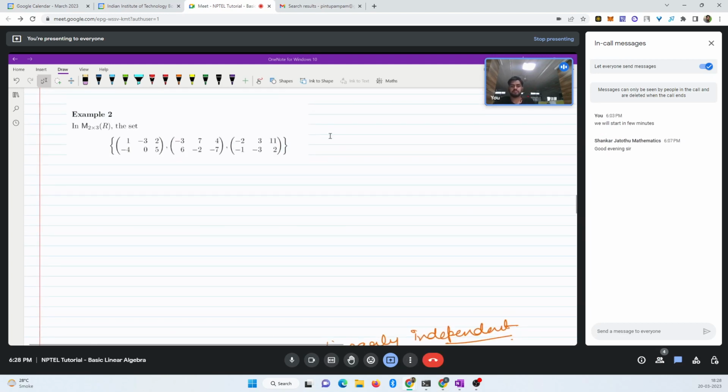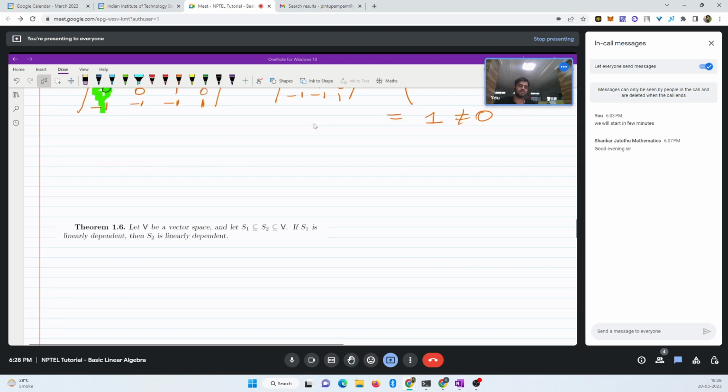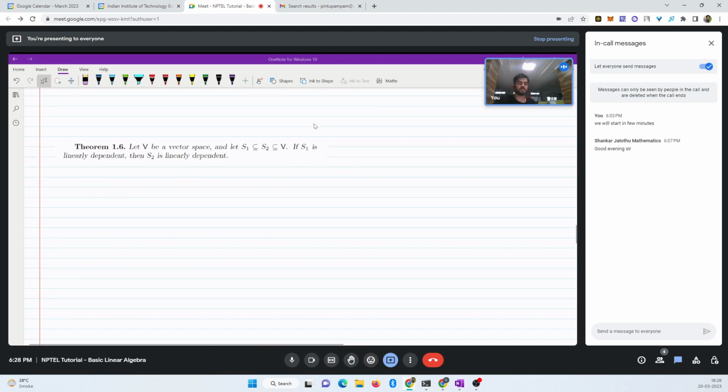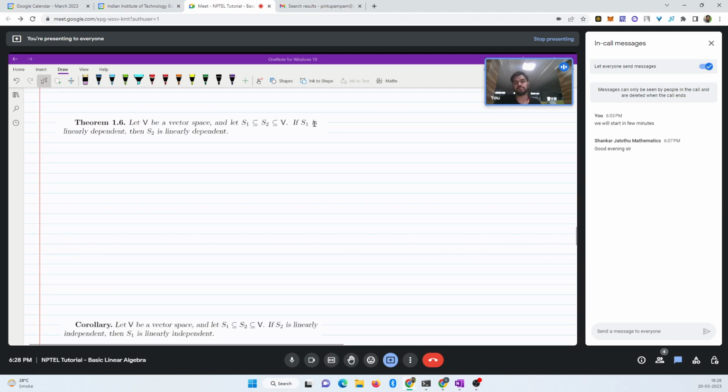I'll get back to this example at the last, but let's take some more useful examples. Okay. So here is a theorem. You can take it as an example that we are going to solve. So we have to prove this thing. I'll try to go step by step. So let's see what it is asking us to prove.